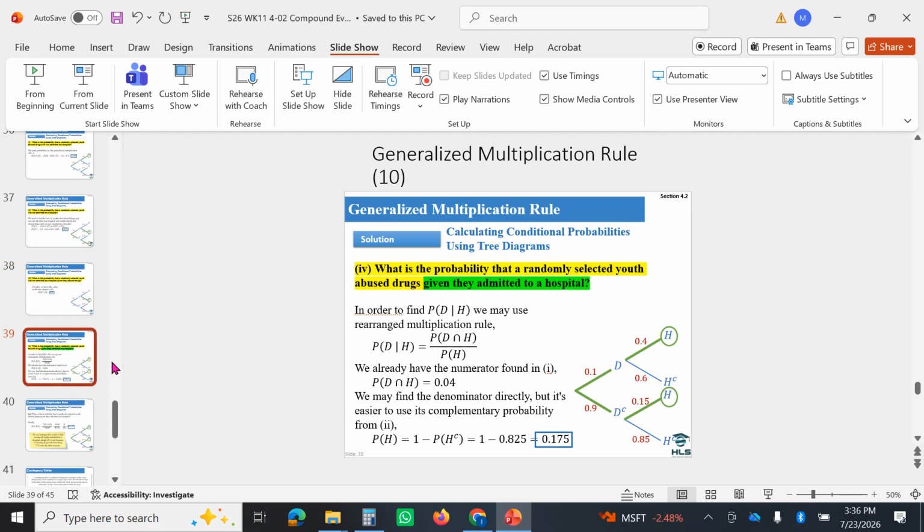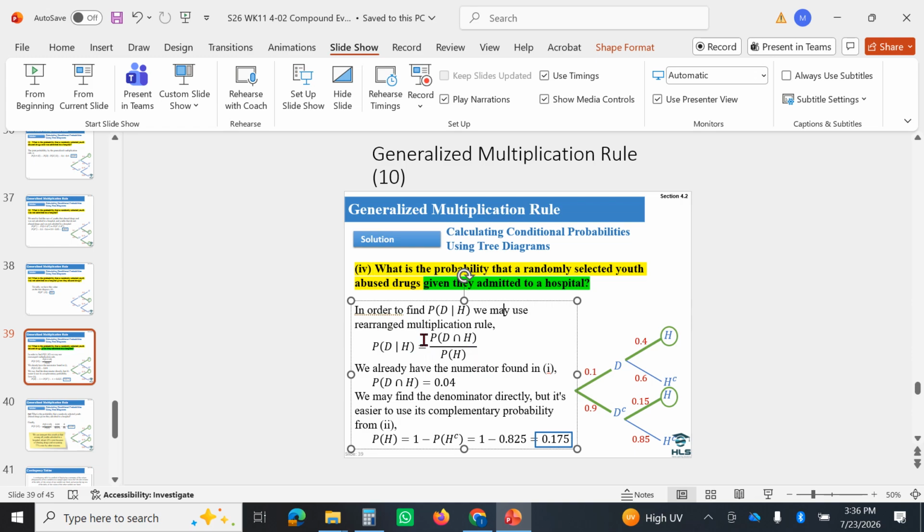Now you're going to see that question 4 is kind of, we've already answered a lot of it, and it's going to be plug and play. But you have to acknowledge there's a little bit of a difference in English, and you have to be able to recognize this. What is the probability that a randomly selected youth abused drugs given they were admitted to a hospital? Whenever you see that word given, you've got to do things this way, because you're comparing one to another.